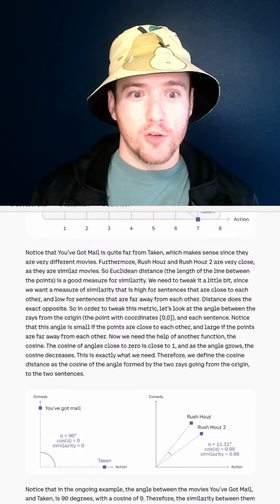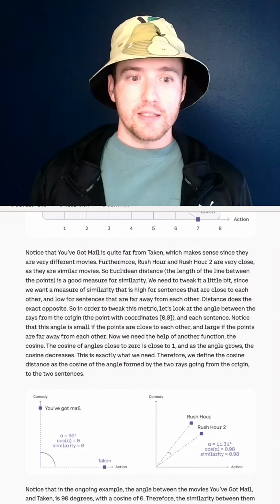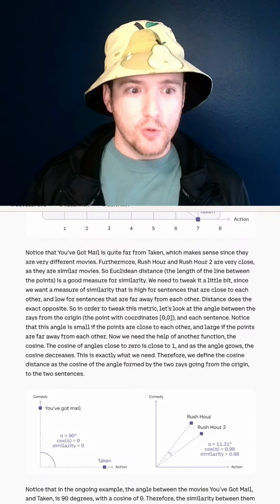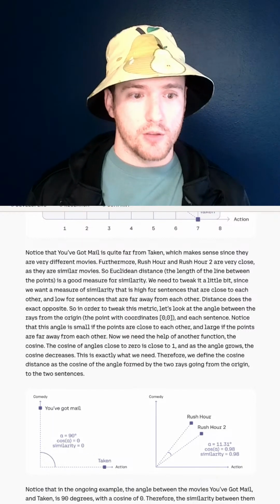The cosine of angles close to 0 is close to 1, and as the angle grows, the cosine decreases. This is exactly what we need. Therefore, we define the cosine distance as the cosine of the angle formed by the two rays going from the origin to the two sentences.